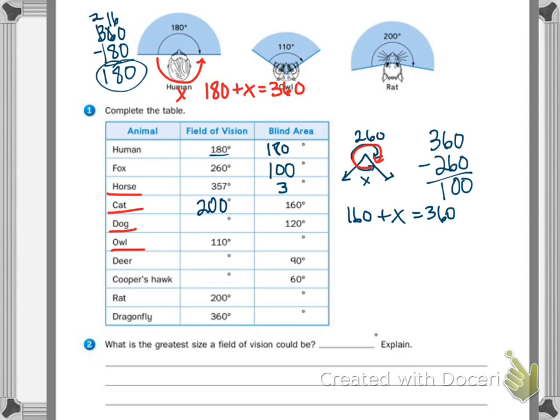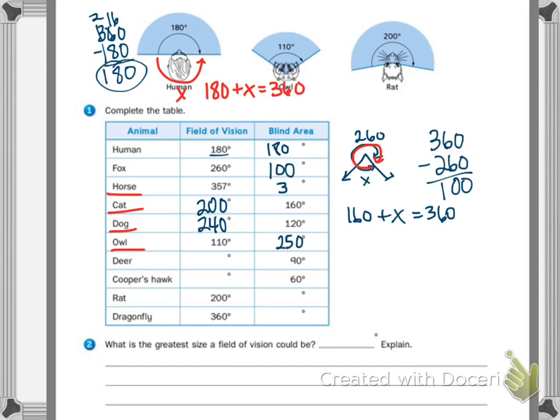Okay, same thing for a dog. We're going 120 plus what is 360? And that would be 240. Good. Now an owl is 110 that it can see. So what can it not see? You should have gotten 250.